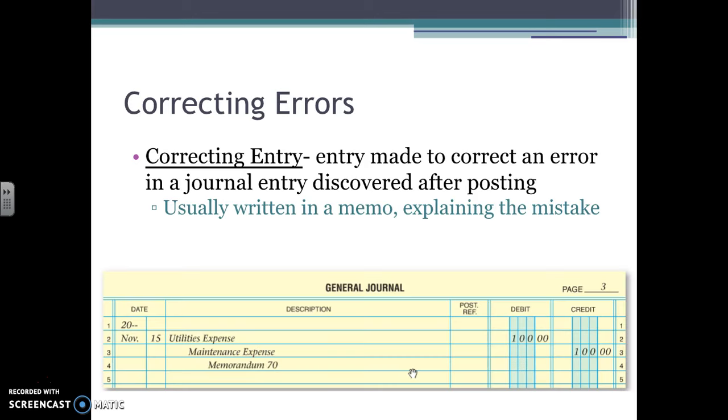If you have found an error and you need to make a correcting entry, a correcting entry is an entry made to correct an error in a journal entry that was discovered after posting, usually written on a memo explaining the mistake. That's providing you with the source document so that you can make the correcting entry. In this case, there was a debit to maintenance expense instead of utilities expense, so the correcting entry is journalized: debit utilities expense for 100, credit maintenance expense for 100, memorandum 70.